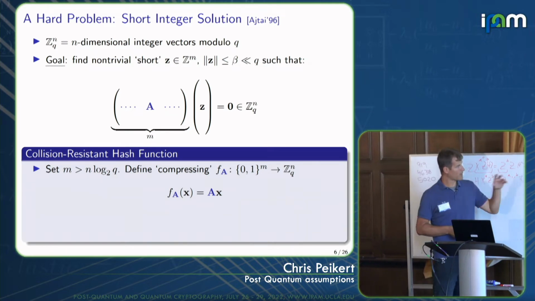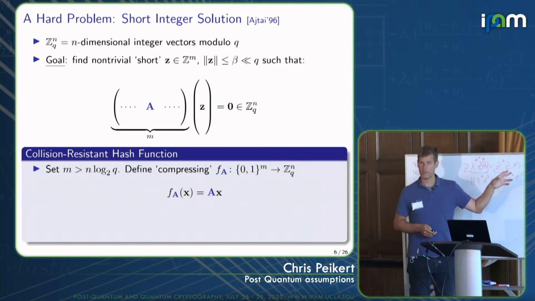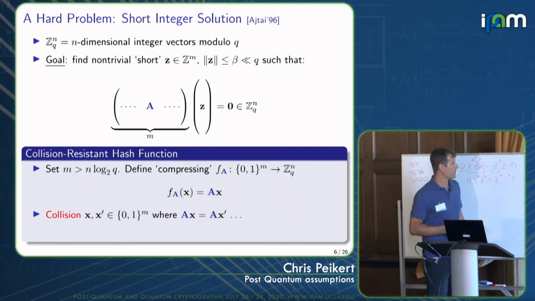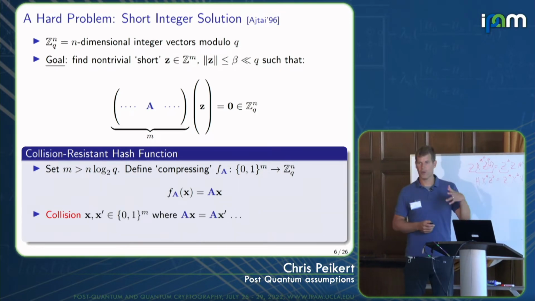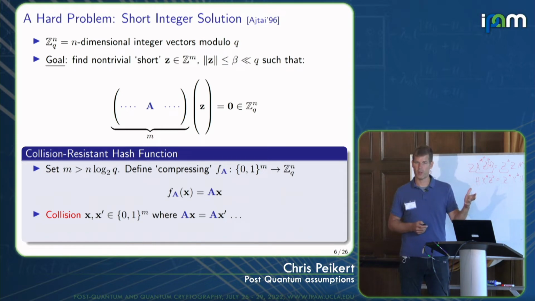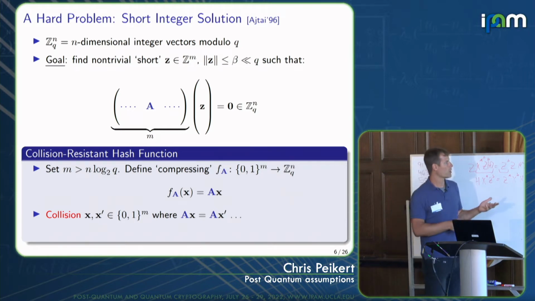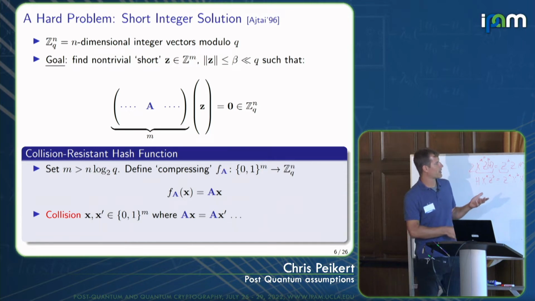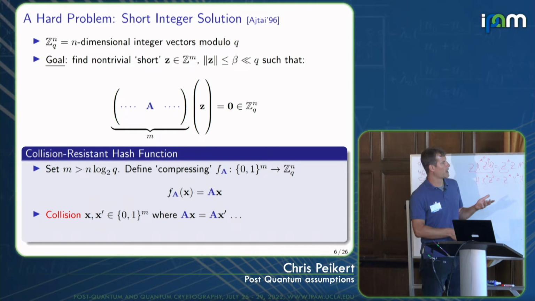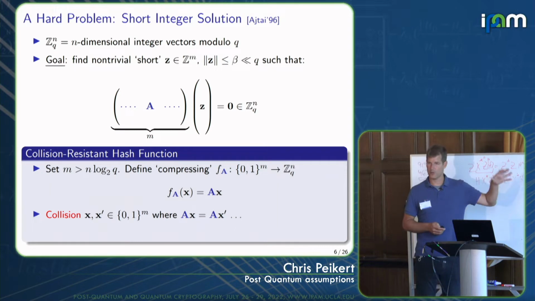And the claim is that this is a collision-resistant function. The proof is 1 line, 1.5 lines, and we can see it here. Suppose I choose A uniformly at random, and the adversary, maybe you in this case, is able to come up with a collision. A collision is distinct x and x prime from the domain, such that Ax equals Ax prime. What is the implication? How do we use this collision to solve SIS?